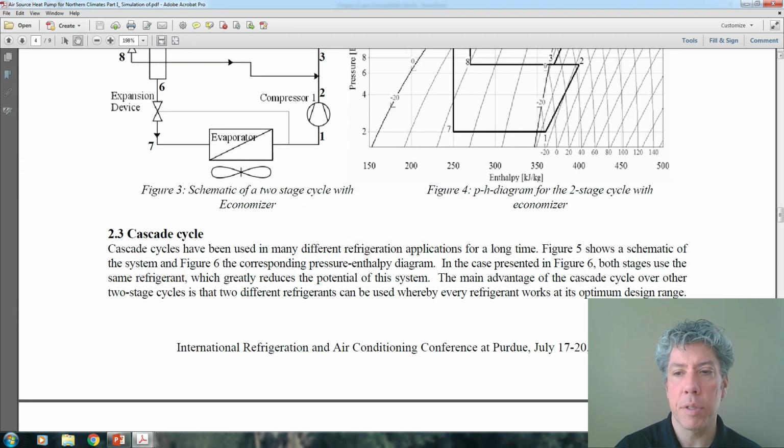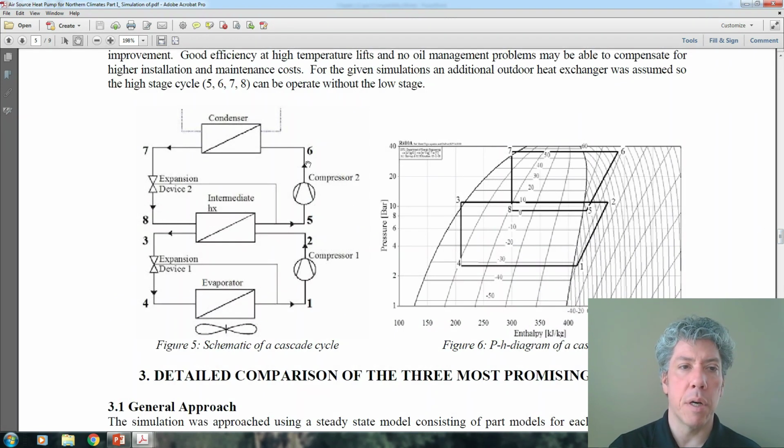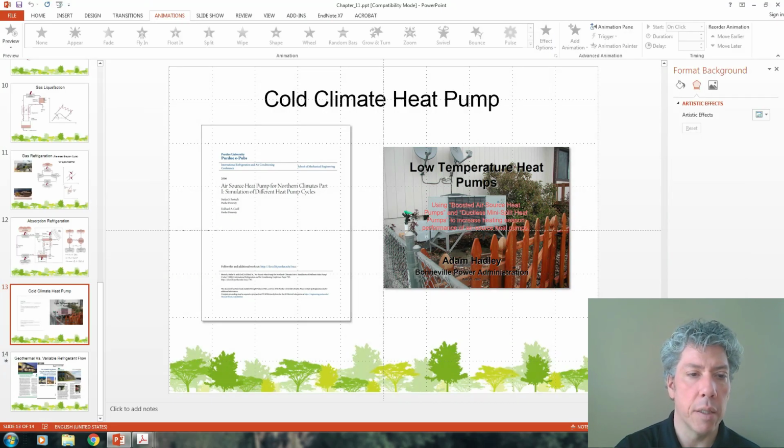There was a third cycle that they looked at, a cascade cycle, and this is exactly what we saw as the first variation on an ideal cycle, where you had two compressors and an intermediate heat exchanger. This is just a classic cascade system with, of course, a thermostatic expansion device here to make sure that the output of each of these heat exchangers are saturated vapors, and so you end up right on the saturated vapor line. I wanted to point that out because I found it interesting, thought you might like seeing it as well.